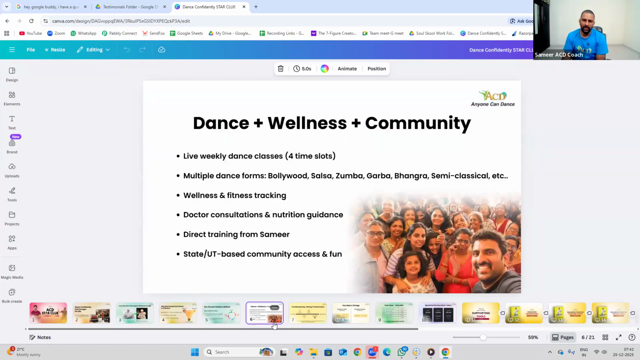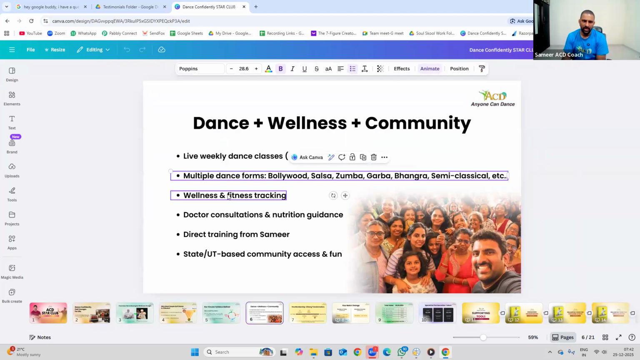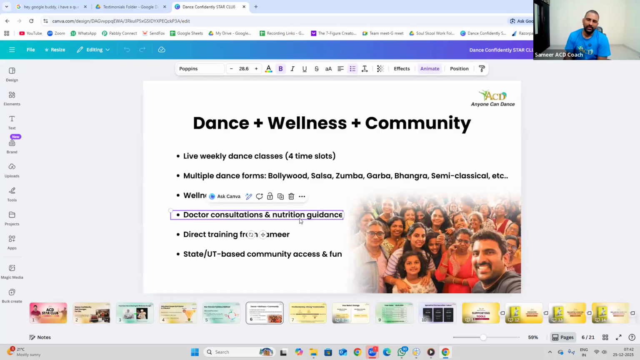I'm building a very beautiful wellness community along with my dance. I'm doing multiple dance forms, and along with that, Samir is also taking care of your fitness and wellness. Dance is one magical thing; you can do very wonderful things. As I told, ACD Star Club was initiated by doctors. We have every specialized doctor in our community. If anyone needs support, saying Samir, I have this so-and-so problem, any doctor from our community can look after it. So doctor consultations will be there, and direct training from Samir.